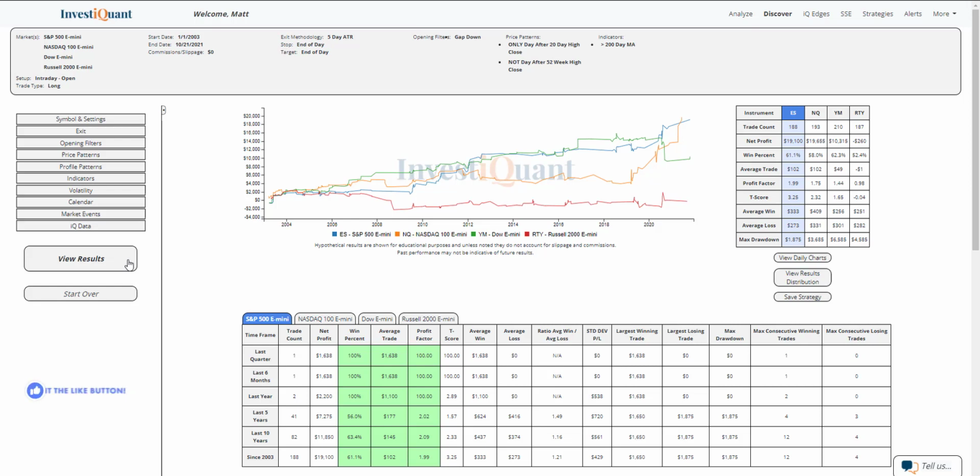If we look at the average moves, the average win for the S&P is larger than the average loss. That is also the case with the NASDAQ. The Dow has a larger average loss, and the Russell also has a larger average loss. So the average moves are mixed. We've got 2 that are bigger to the upside, 2 that are bigger to the downside, and the win rates are skewing towards the upside. So historically speaking, this has favored the upside a little bit more often than not.